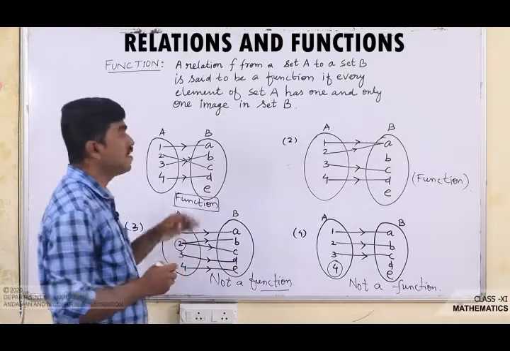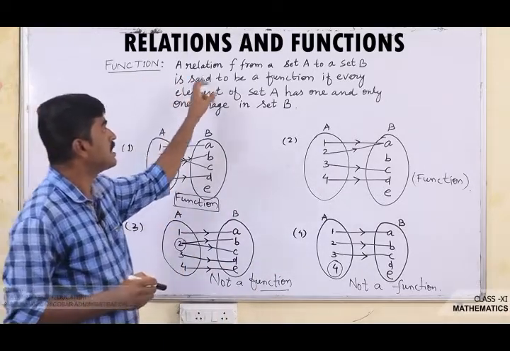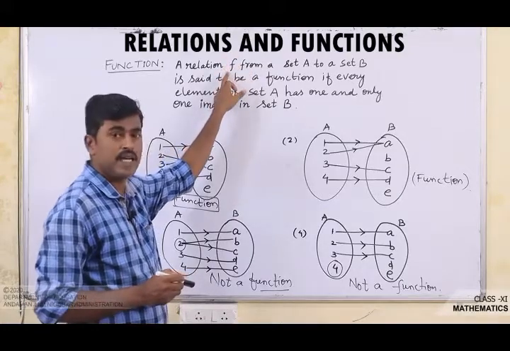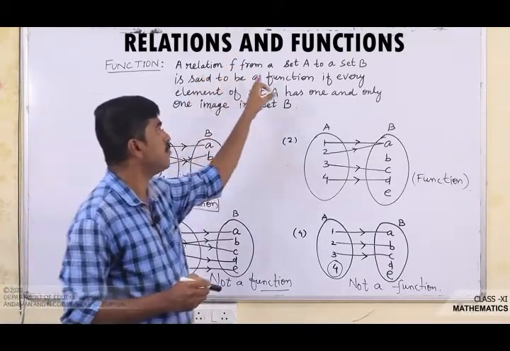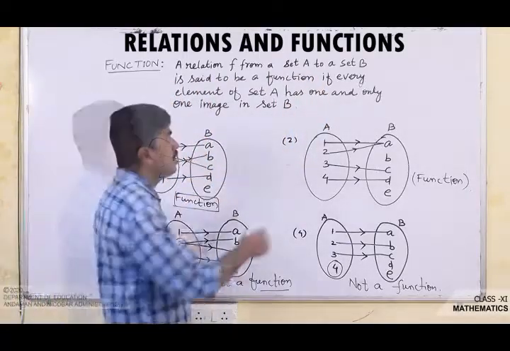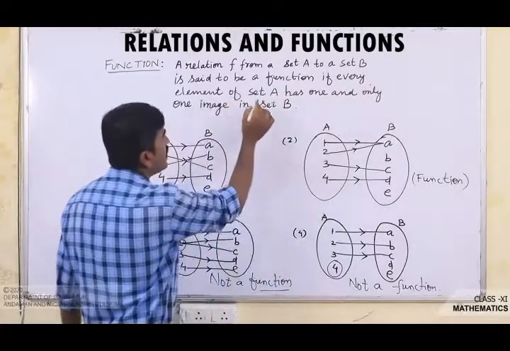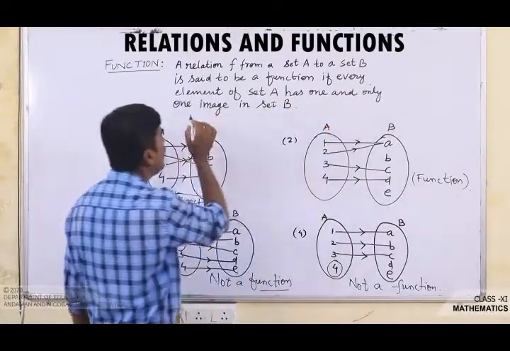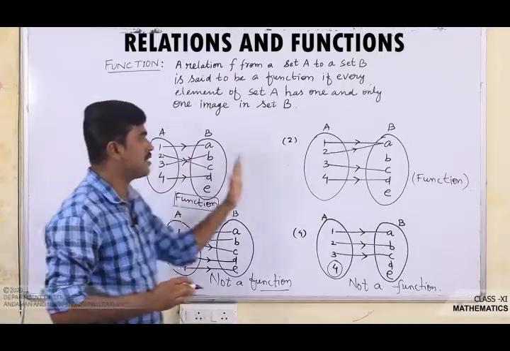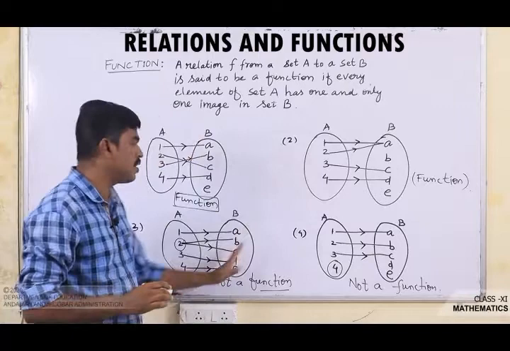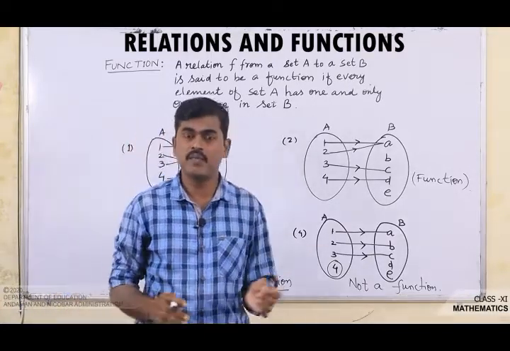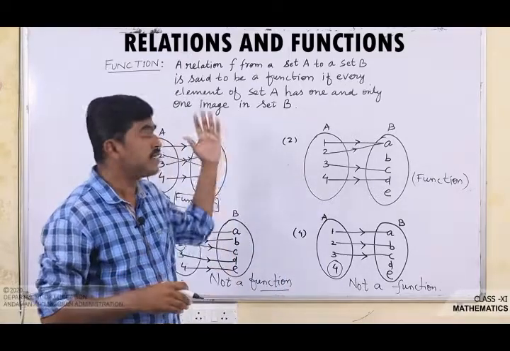So once again, what is the definition of a function? A relation f. If it is a function, then we denote the relation by f. So a relation f from a set A to a set B is said to be a function if every element of set A has one and only one image in set B. So that is why this relation is a function and this one is also a function, but these two relations are not functions. Okay. Now let us take one more example to understand the concept of function.